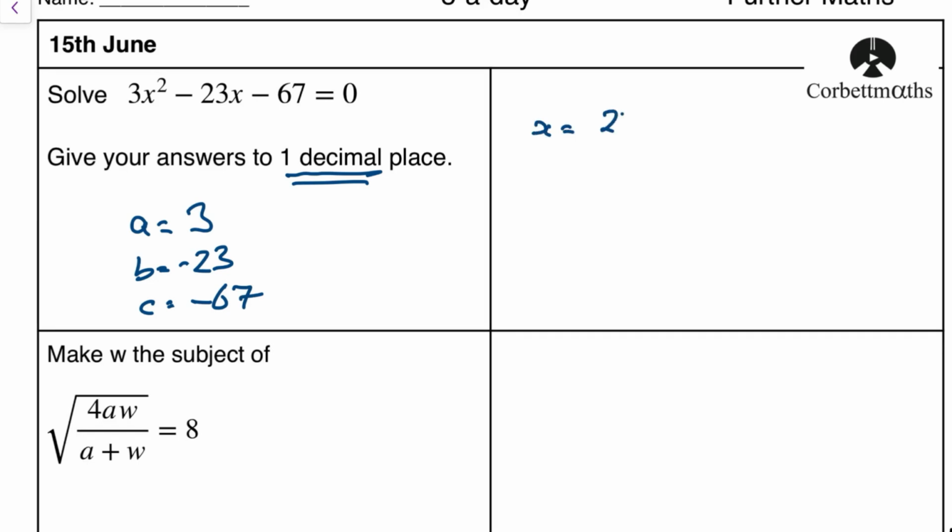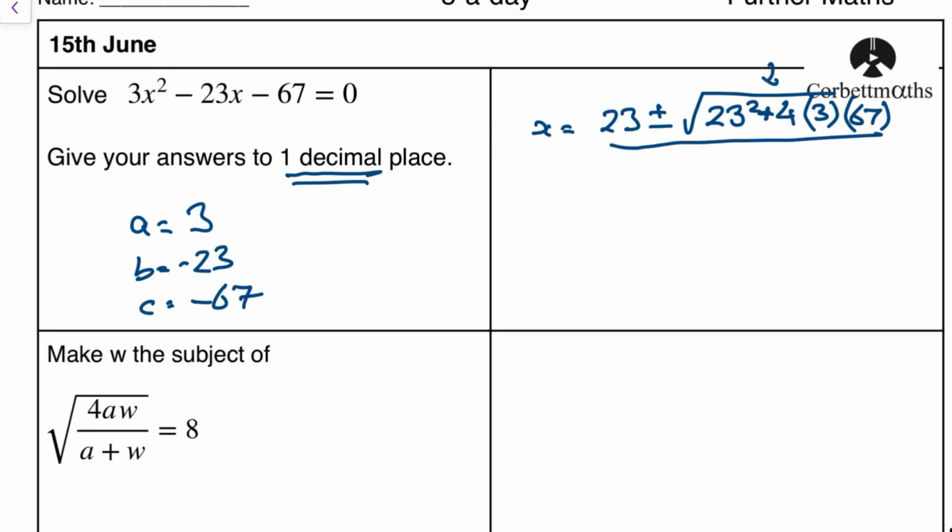Which means that x equals 23 plus minus the square root of 23 squared minus 4 times a, which is 3, times c, which is 67, but I'm going to make that a plus. In other words, minus minus is a plus. I'm going to divide all of that by 2 times 3, which is 6. Let's fix the surd first. So the surd is, well, a sort of nice number, 1333 over 6.